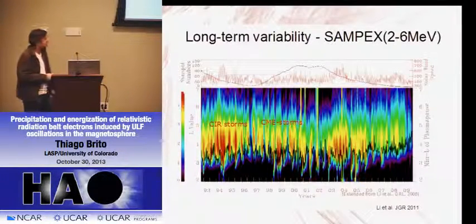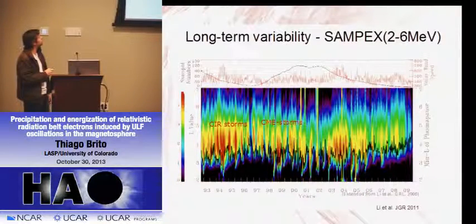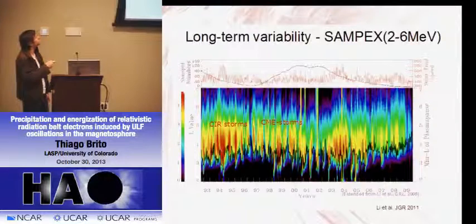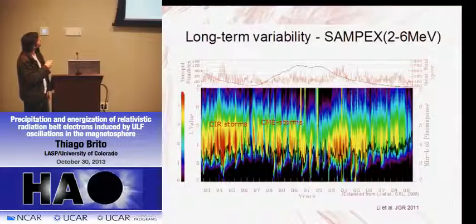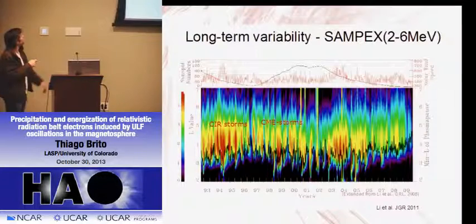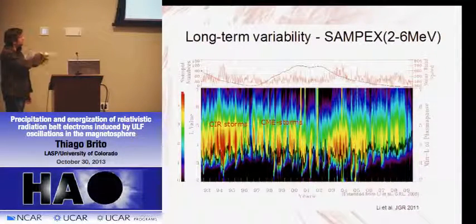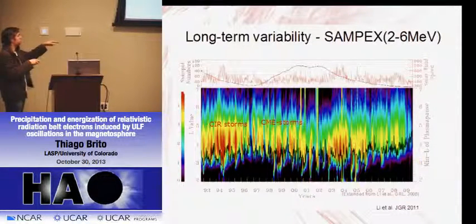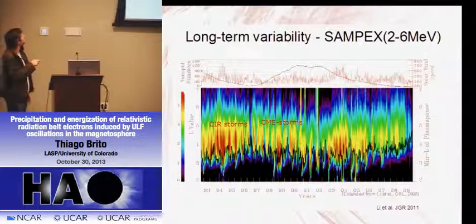So this is another plot that shows the long-term variability of the radiation belts. This is from the SAMPEX satellite, which is a polar orbit satellite, and these are only electrons from 2 to 6 MeV. The top panel here shows the sunspot variation over 1.5 solar cycles, about 17 years or so. And here, this is the L value, which is the distance from the Earth at the equatorial plane, that you can map to the footprint, to the foot points close to Earth.